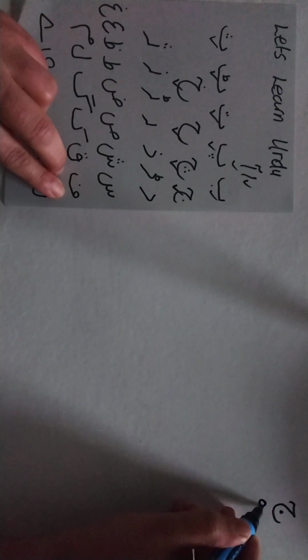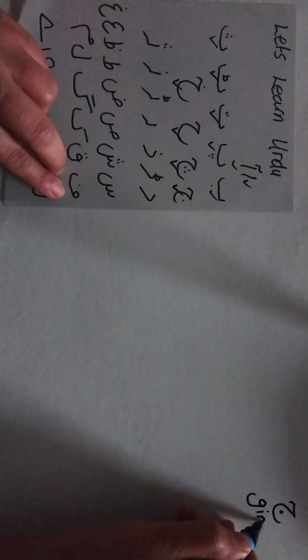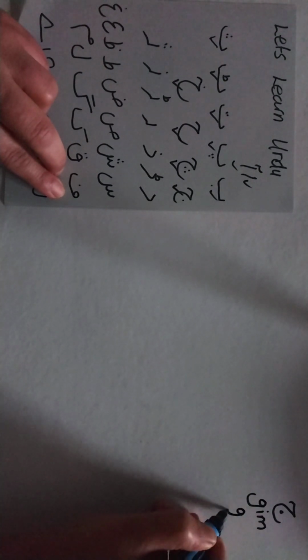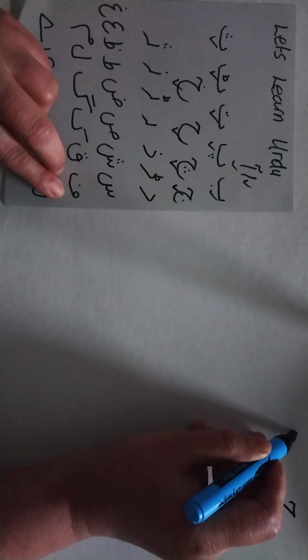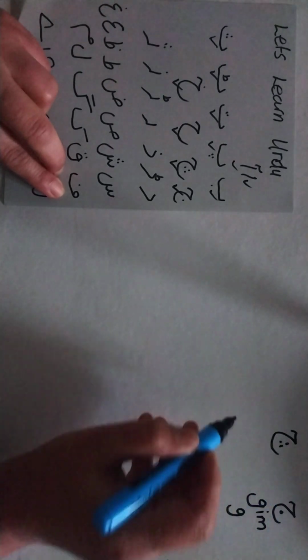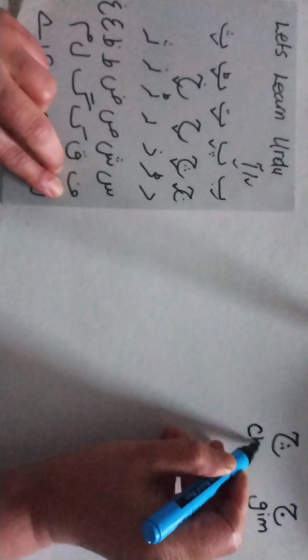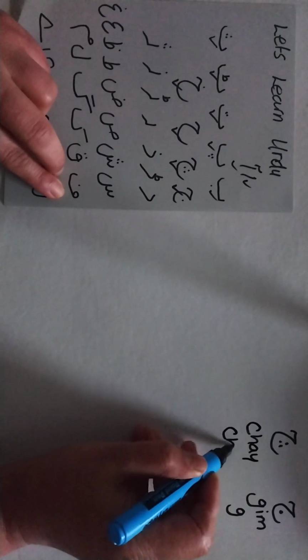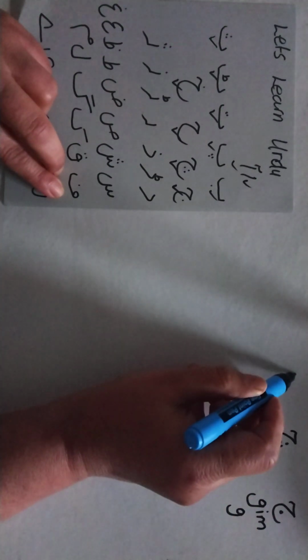It's called Jim. It's the J sound as in girl. Che is the cha sound as in child.